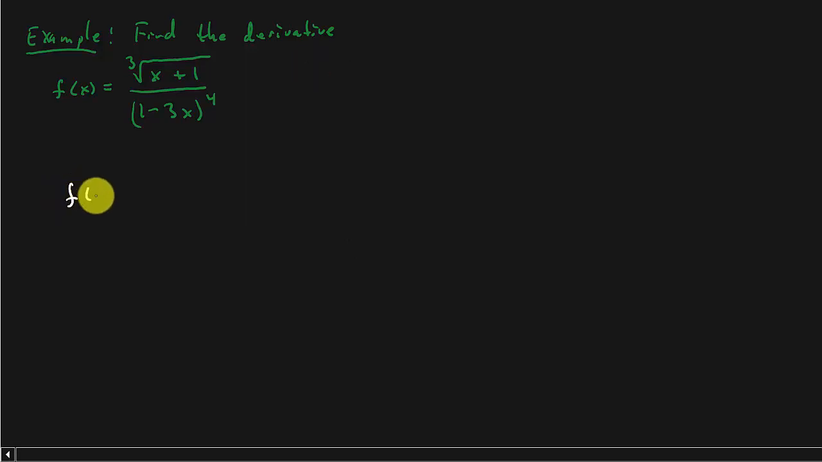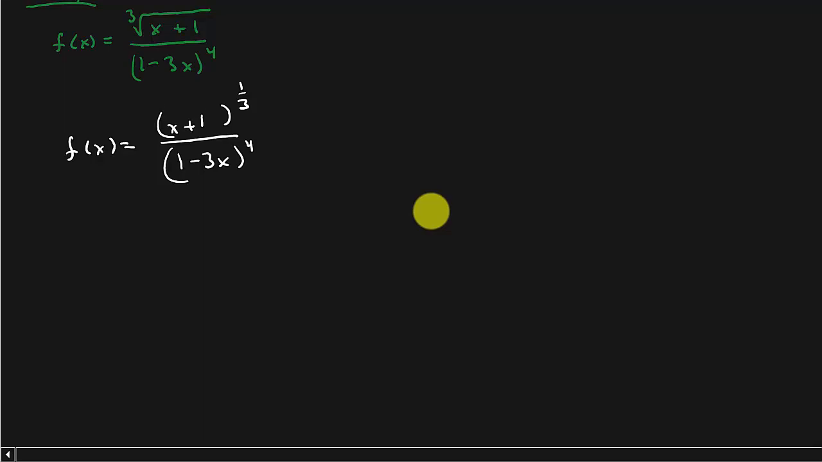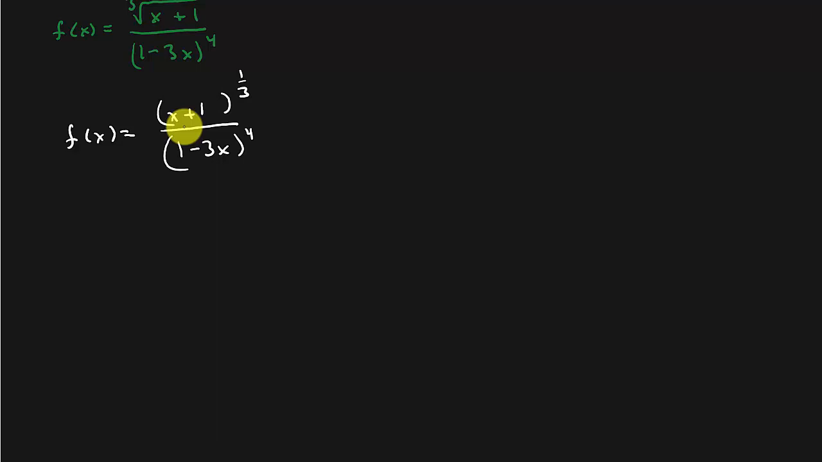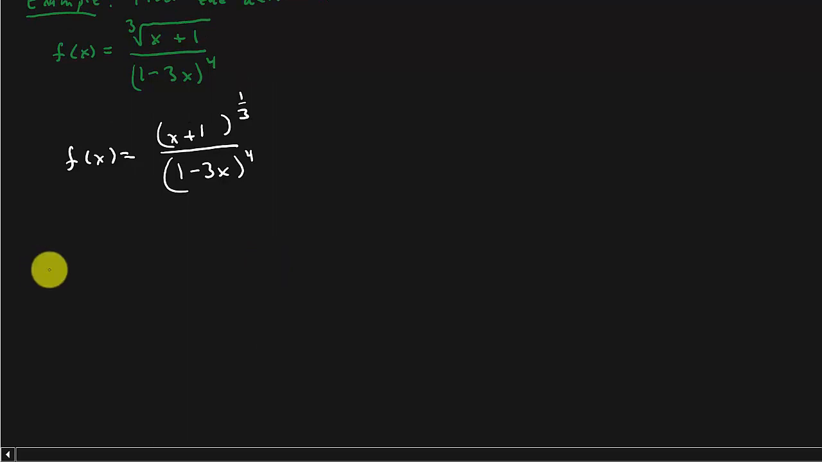So f of x is equal to x plus 1 to the 1/3 over 1 minus 3x to the 4th. I'm going to rewrite everything with exponents. Okay, and so if you're taking notes after you write that, just stop. Okay, and I'll tell you when to start writing again. So if we took the derivative of this, we would get f prime of x equals, I tell you what, let me write in this color, and as long as I'm writing in this color, don't copy it down.